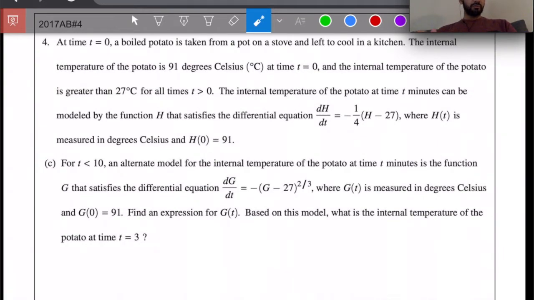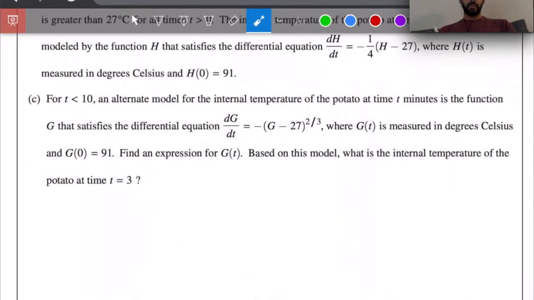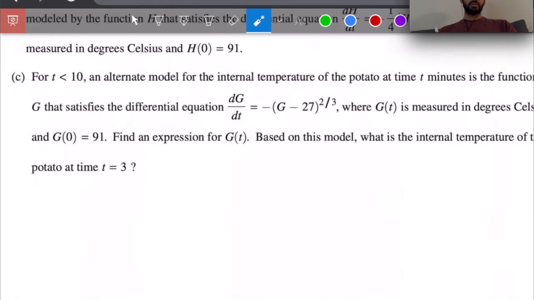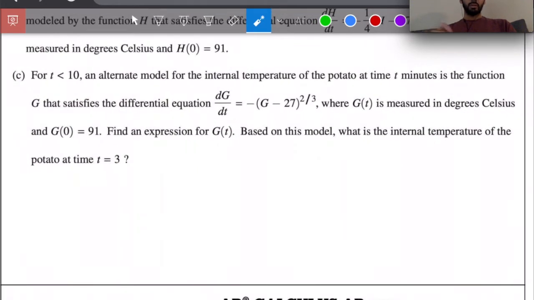Alright, this is number 4 from the 2017 test. This is also a separation of variables problem, but it is also asking us to use that equation. Okay, so let me just identify where it's asking me to do that. It says, find an expression for g of t. That is meaning find the y equals equation. This is dg dt. It's asking us to find g of t.